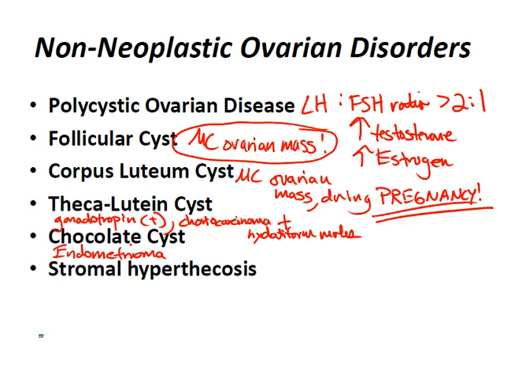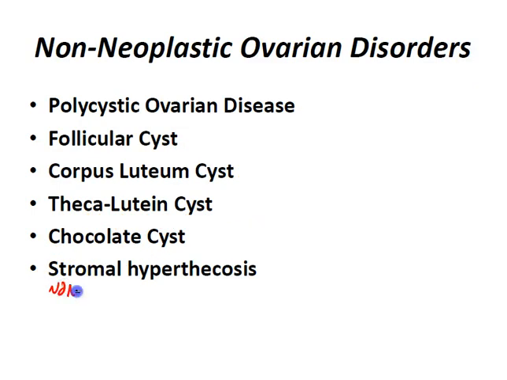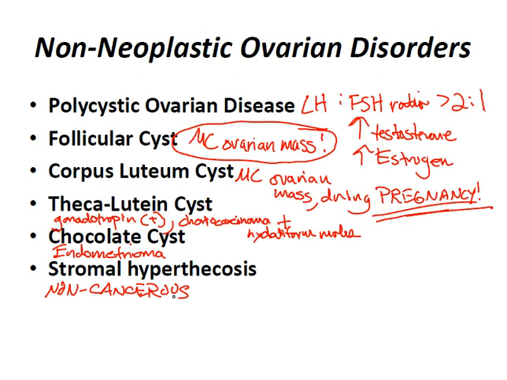So what about stromal hyperthecosis? This is a non-cancerous bilateral ovarian enlargement in obese postmenopausal women.